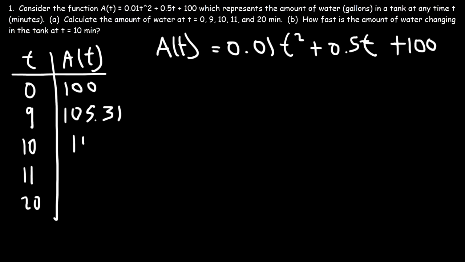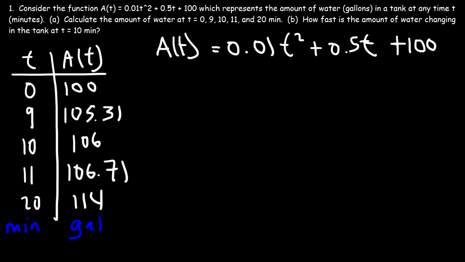So it's going to be 106. And if we plug in 11, we're going to get 106.71. Now let's plug in 20. So you should get 114. Now keep in mind, t is in minutes and A of t is in gallons.